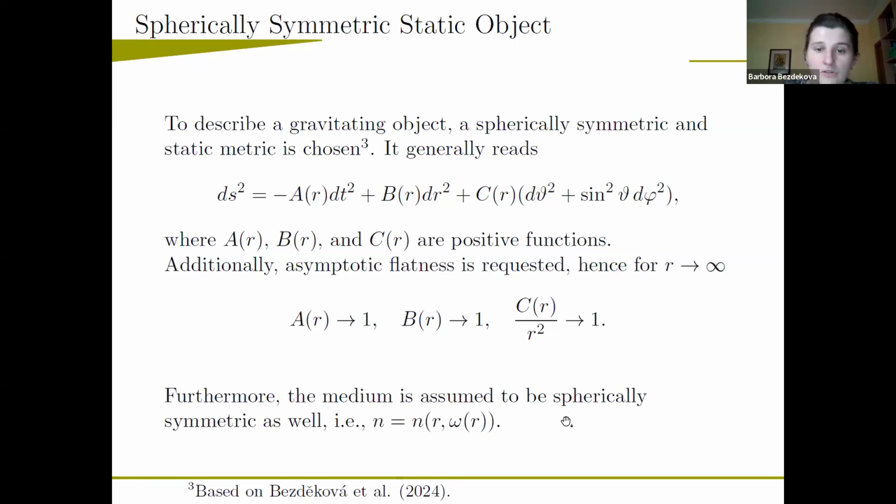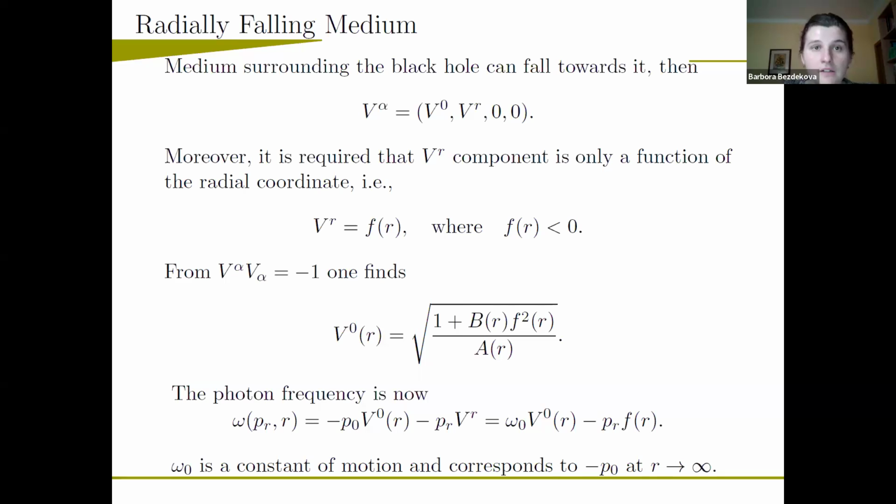Due to the symmetry, it is also convenient to assume the same symmetry for the medium, so we assume that the medium is spherically symmetric. It is just my choice, because then I can calculate it easily. I will actually assume two kinds of media. The first is a radially falling medium, which I define by assuming that besides its time component it also has a non-zero radial component, which, due to the symmetry, is also just a function of r.